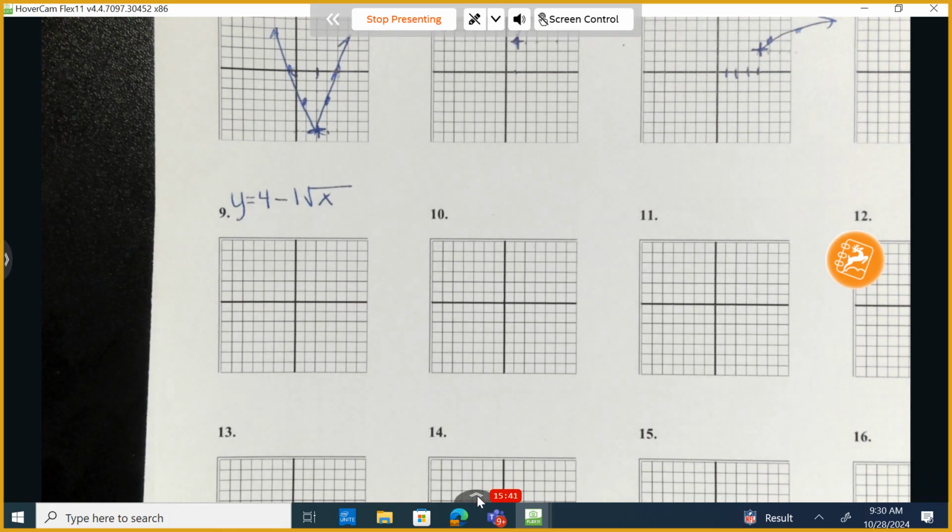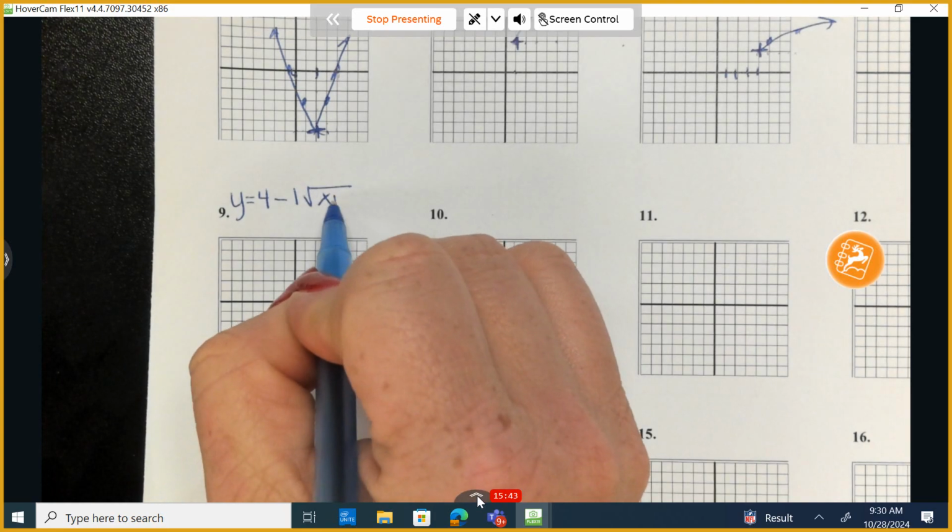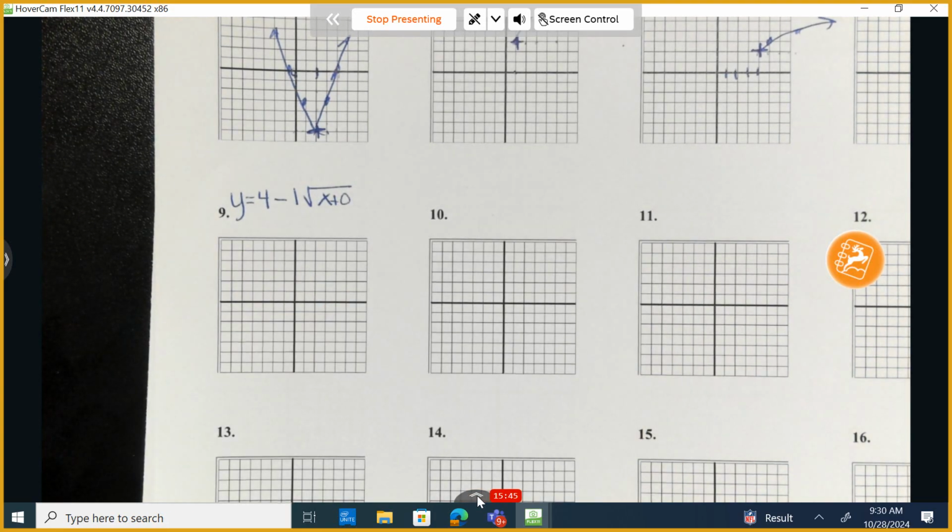Okay, with your partner. By the way, this is like x plus 0, if that helps you. Ready, get set, and begin. I'm going to give you 1 minute. I'm going to press pause on the video.